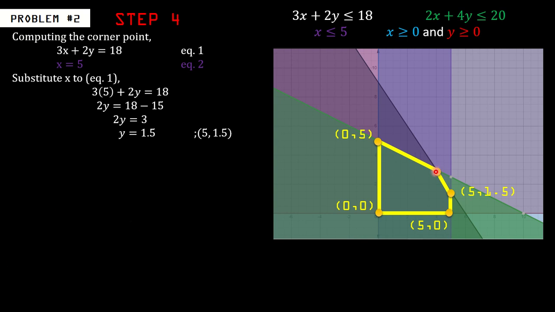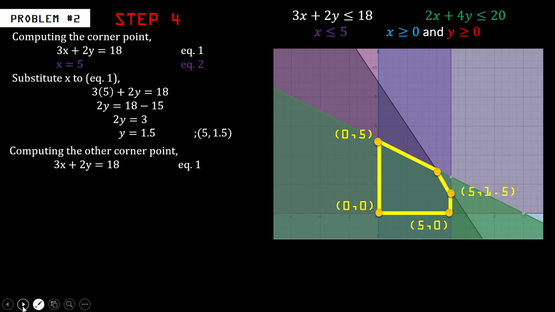And then this next one, we have the intersection of 3x plus 2y less than or equal to 18 and 2x plus 4y less than or equal to 20. So with that, again, let's transform it into equations. For computing the other corner point, let's say the first equation is 3x plus 2y is equal to 18, and the second equation here is 2x plus 4y is equal to 20. Same procedure as the previous problem, we need to think of a way that we can eliminate one variable here.